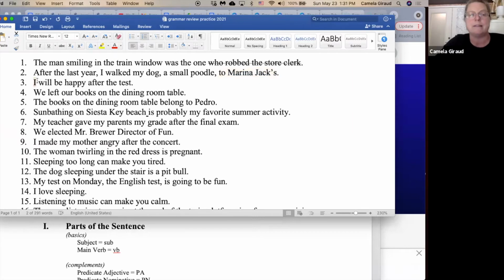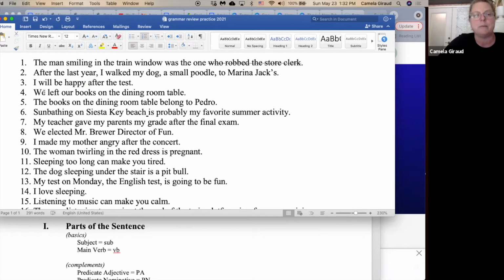Okay, this one, I is the subject. Will be is the verb. Remember, sometimes verbs are more than one word. That's because verbs exist in condition and number and time, and sometimes you need more than a single word. That's the future tense of the verb to be. So linking verb. This word happy is an adjective going back to modify I, so that is a predicate adjective. After the test. That's kind of saying, when are you going to be happy? After the test. So it's a prep phrase adverb.